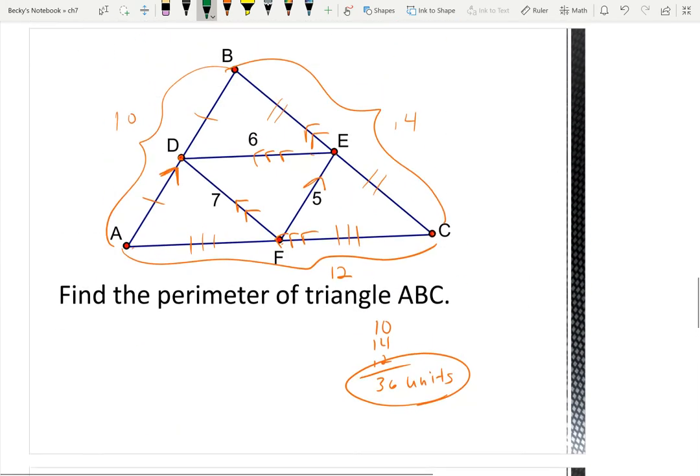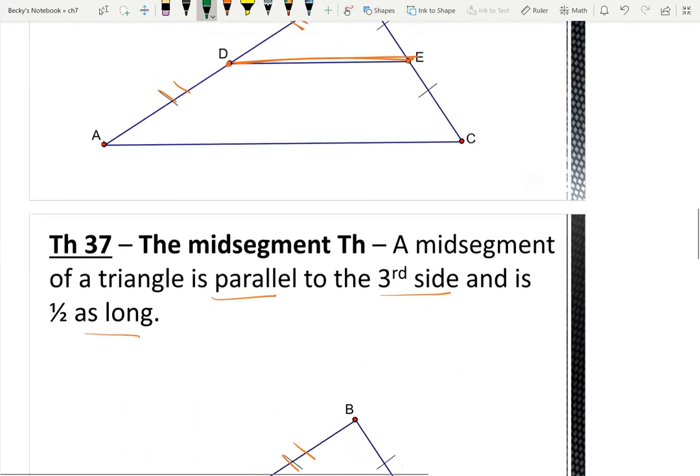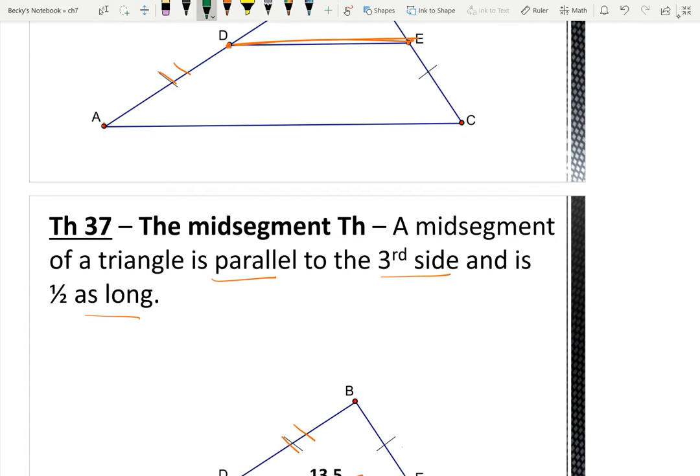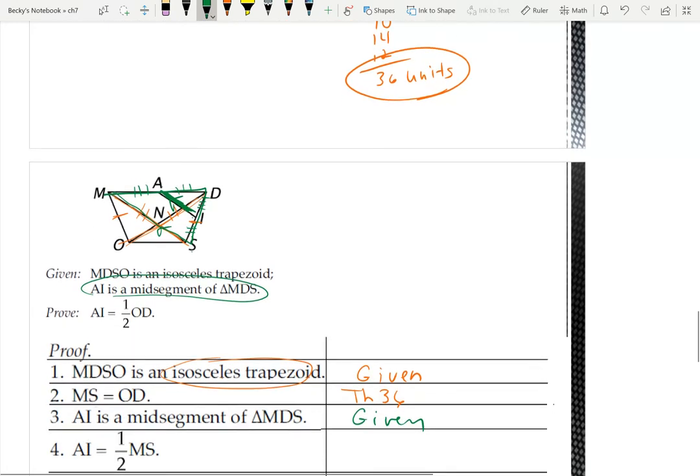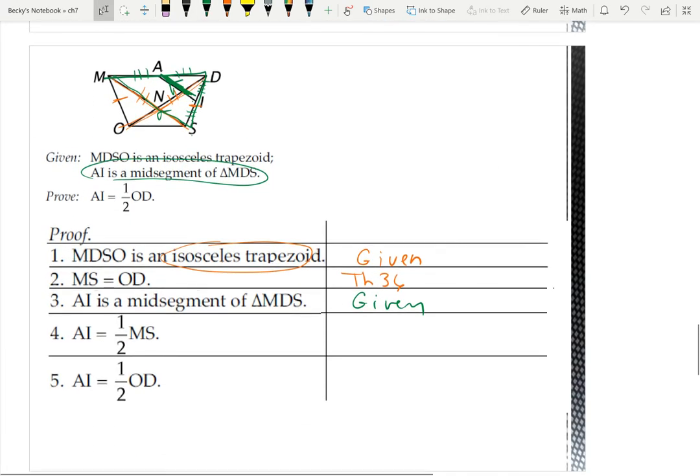All right, let's go back and look at some of our stuff from today. It's going to be the mid-segment theorem, right? Because it says the mid-segment of a triangle is half as long. All right, so this is going to be theorem 37, which is the mid-segment theorem.